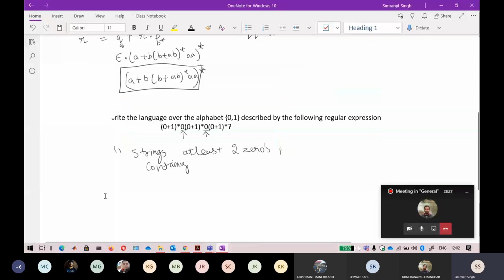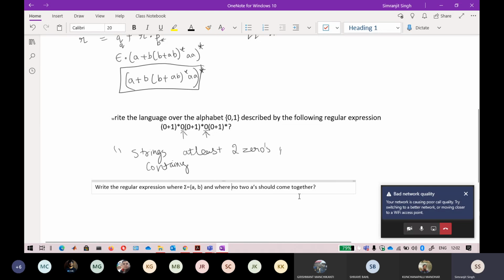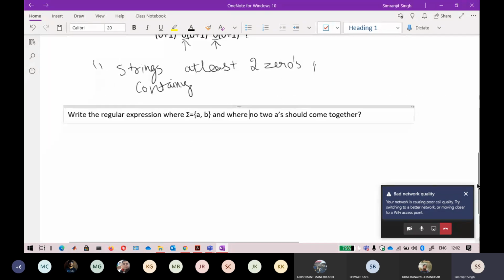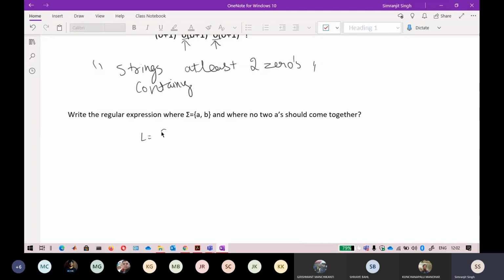Okay, so it's a bit difficult. It just says that there should be no two A's come together. It's saying to write a regular expression where the input alphabet is A and B and no two A's can come together. Let me write the language here.